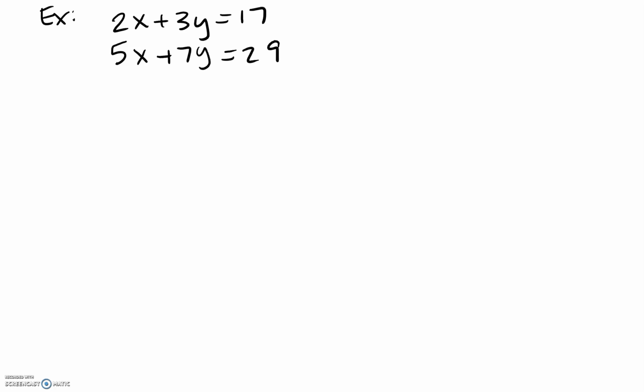I'm going to choose to eliminate the x's because multiplying by 7 does not seem like something I want to do. It's going to make things a lot bigger. Multiplying by 2 and 5 are easier to me. So I'm going to multiply the top equation by 5. That'll give us a positive 10. And the bottom equation, I can't just do a 2 because that'd be a positive 10. I need a negative 2 so that they're opposites.